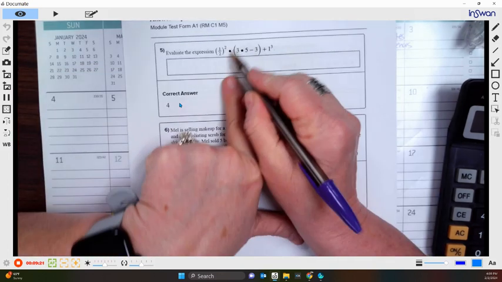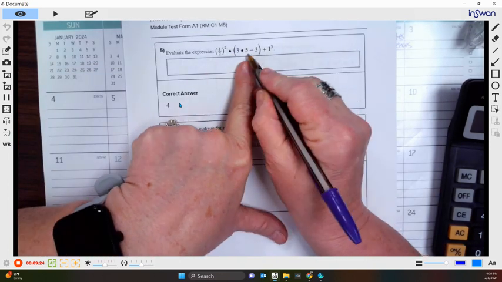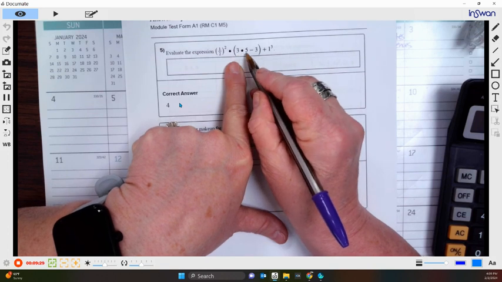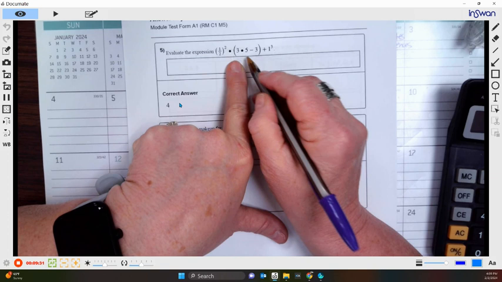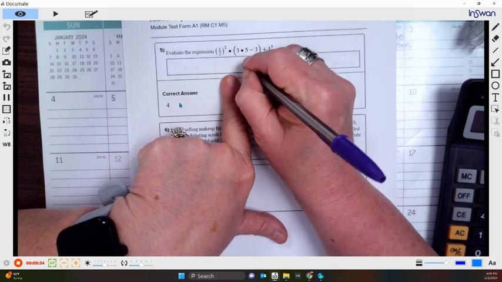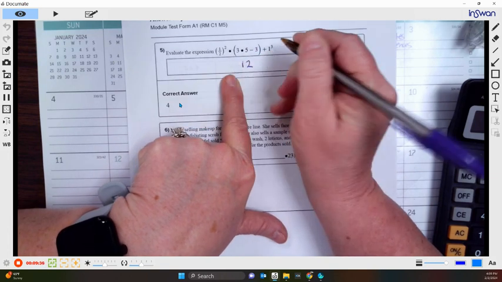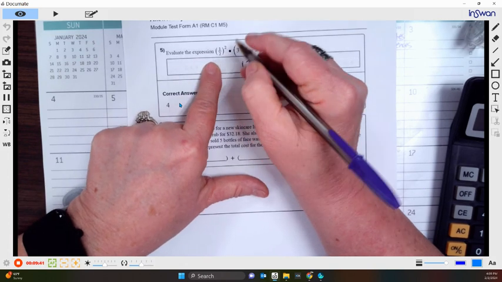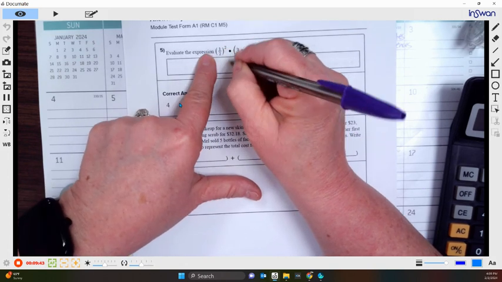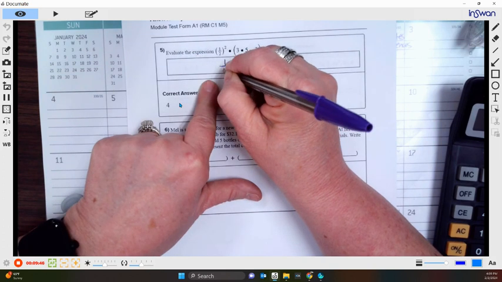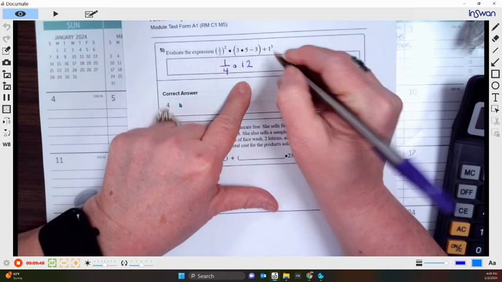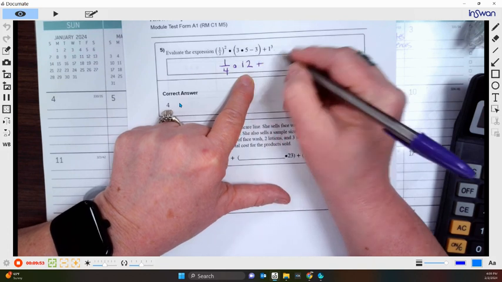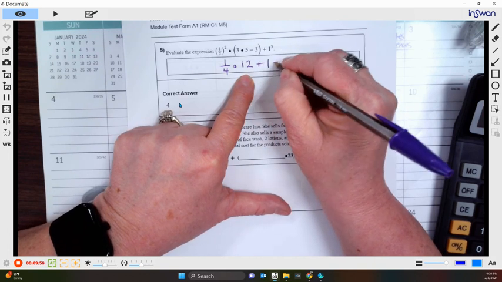So if I start with this one, I'm going to start with the parentheses, and you multiply before you subtract. So 3 times 5 is 15, and 15 minus 3 is 12. Okay, so in the parentheses, we have 12. Then we have 1/2 squared, which is 1 times 1 is 1, 2 times 2 is 4. That would be 1/4 times 12, and then plus 1 to the third power, which is always just 1.